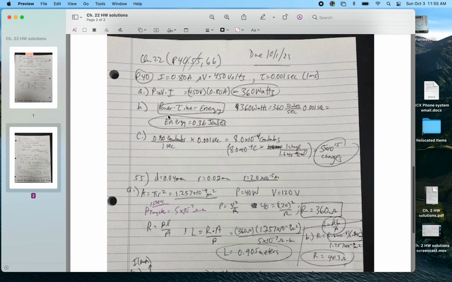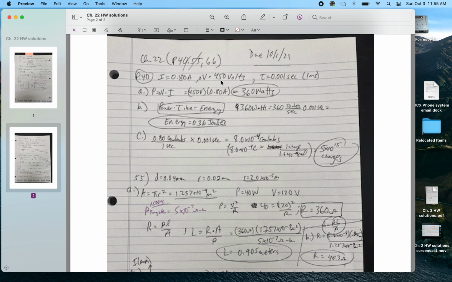We went over some of these in class. For 40, it gave me the current, gave me the voltage. I think from an electric eel, it said 1 millisecond was the time that the voltage was impressed by the eel. So at first I found the power. That was just V times I. That's 360 watts. That means 360 joules per second.